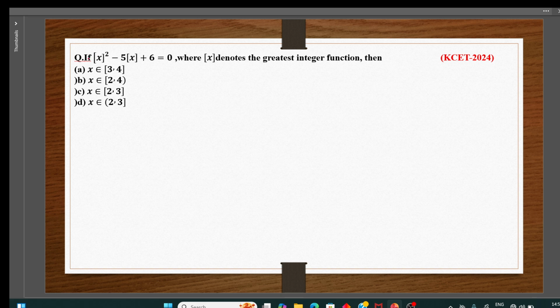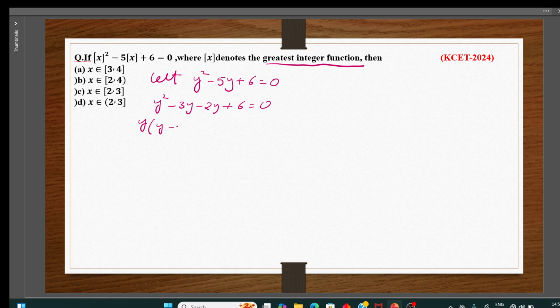Next question: if the greatest integer of x square minus 5x plus 6 is equal to 0, where the symbol denotes the greatest integer function. So let us consider this as y square minus 5y plus 6 equals 0. Applying splitting of the middle term, we get y square minus 3y minus 2y plus 6 equals 0. Take y as common, remaining is y minus 3, minus 2 as common, remaining y minus 3, equals 0.